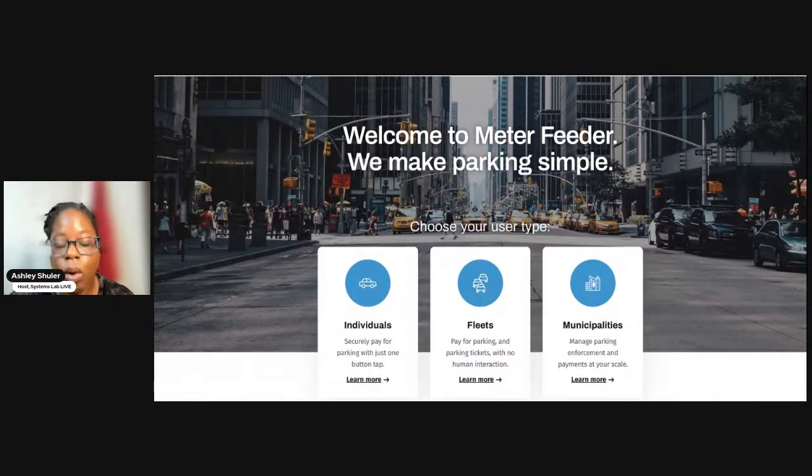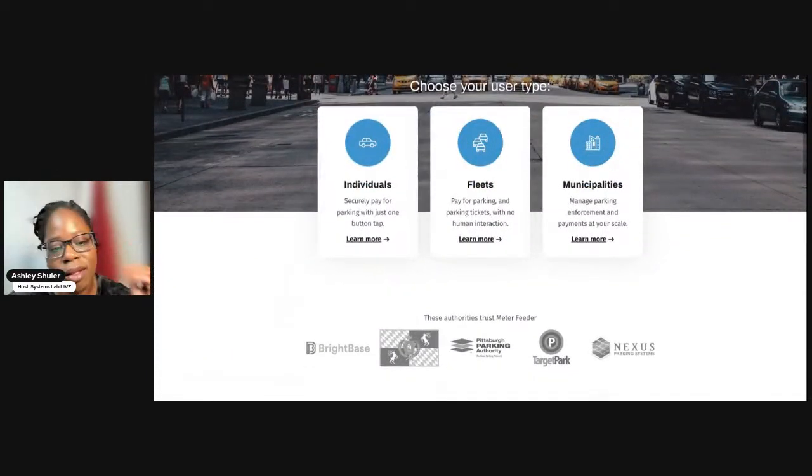Welcome to Meter Feeder. We make parking simple. This was founded in 2014 by Jim Gibbs in Pittsburgh, PA. Meter Feeder makes parking easier through its mobile app and smart parking technologies. Partnering with local governments and municipalities, Meter Feeder provides a low-cost payment and enforcement solution for public parking. Their handheld devices allow enforcement authorities to print tickets on the go and use a secure, dependable platform with over 99% uptime for users.